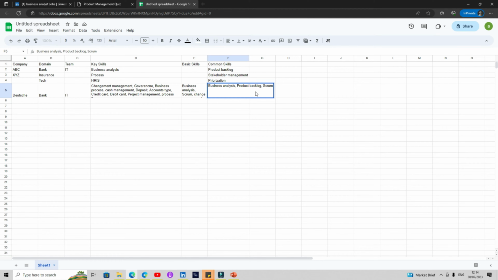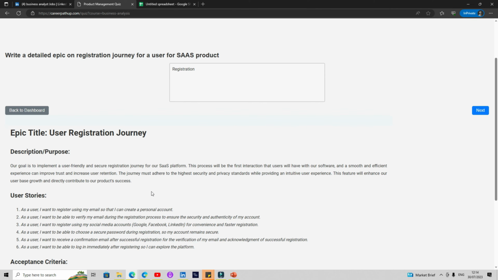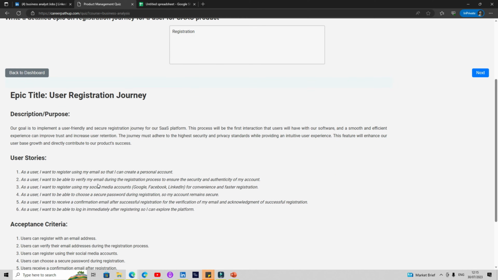So you have already done the part one, which is job description. Then in your answer, you try to highlight your skills, technical as well as non-technical. Non-technical is how do you communicate, how do you articulate. Technical is how do you write user story.